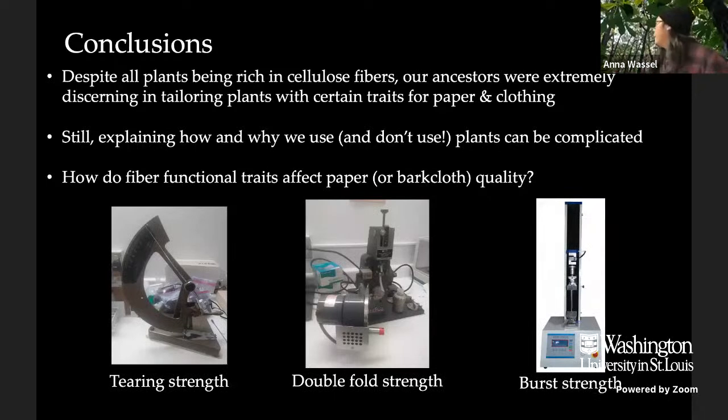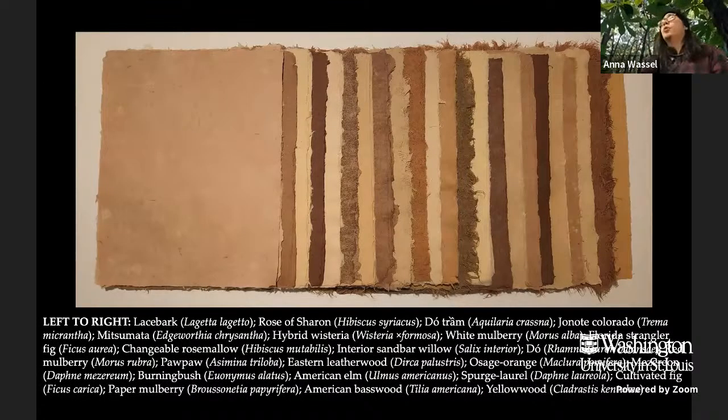And we can test that using some antiquated machines that measure tearing, double fold. So you can put a little piece of paper under stress and then fold it back and forth and see how well those fibers resist that stress. You can use a tensile strength meter to test how much force it takes to pull apart those fibers, literally rip it apart. So that's something I'm looking forward to doing this spring with a whole rainbow of different fibers.